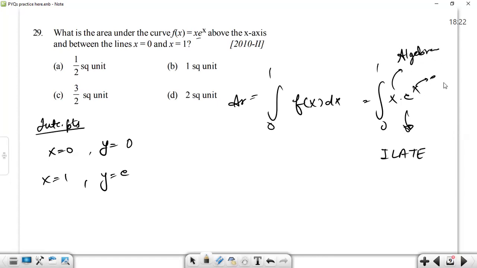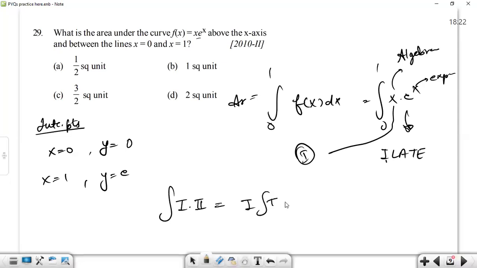And this is an exponential function. So now, the first function would be... there is no inverse trigonometric function, there is no logarithm, there is algebraic. So this would be our first function. Okay, let me revise. Let me write the formula: integration of first into integration of second, minus integration of derivative of first into integration of second, and into integration of whole. So this is our formula.